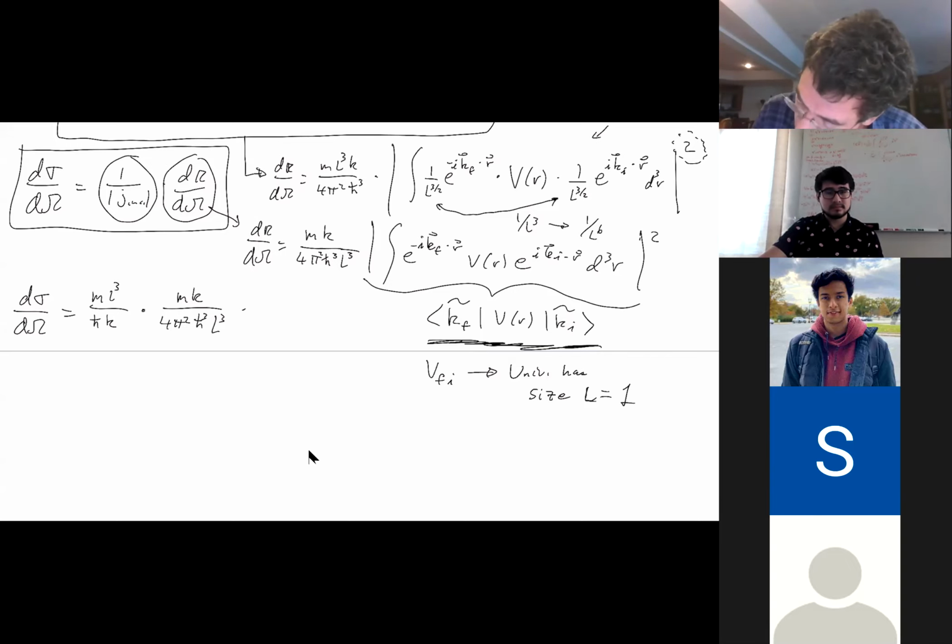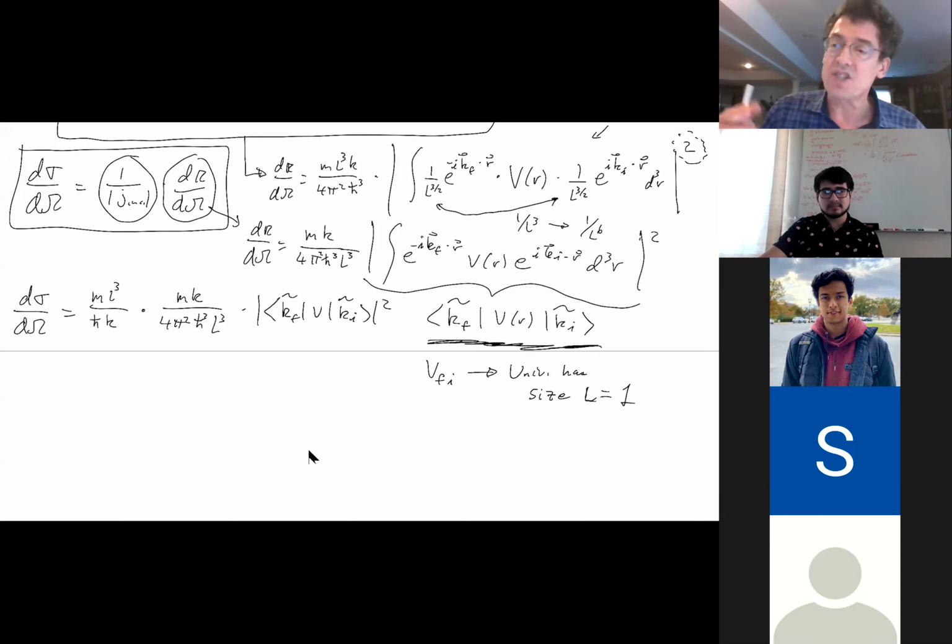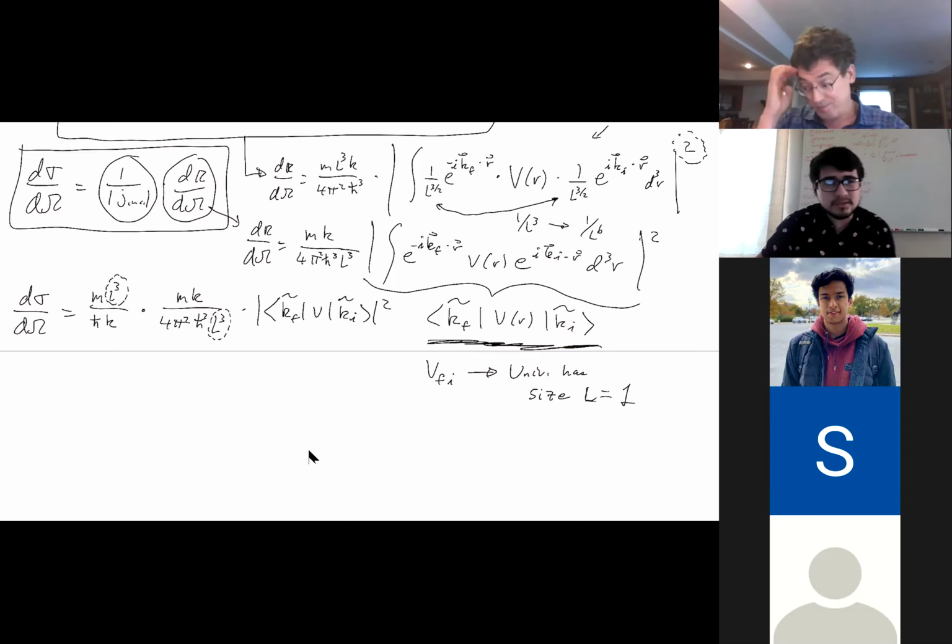And so here I have this k final, V, k initial squared, but with the little tilde, because now these are the initial and final states if the universe has size 1. And now notice these L's. What do these L's do? What do they do?